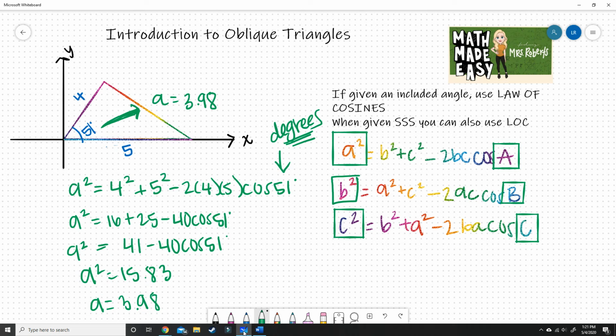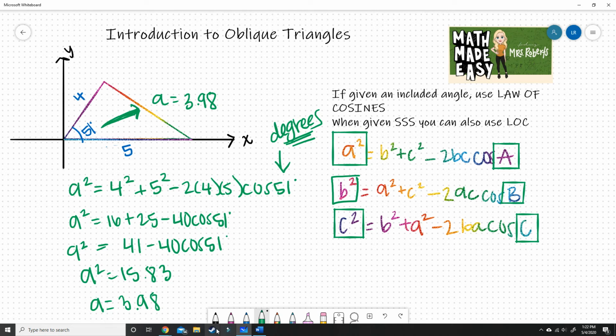Just using basic sine and cosine wouldn't work here because we don't have a hypotenuse. We don't have a hypotenuse because we don't have a right triangle. Okay, so what we did was we applied the formula. A squared was the missing side, so a was the missing side: 4 squared plus 5 squared minus 2 times 4 times 5 times cosine of 51. And then we solved it out.